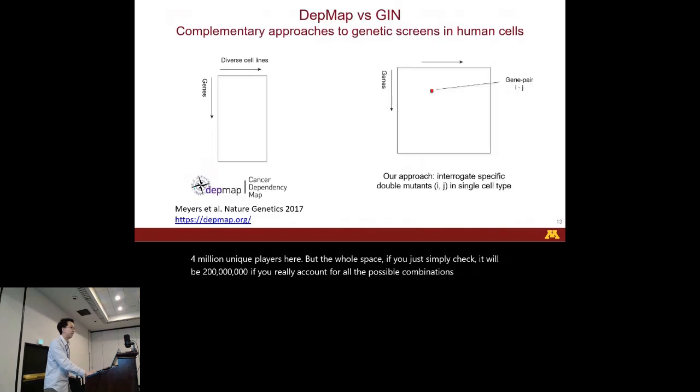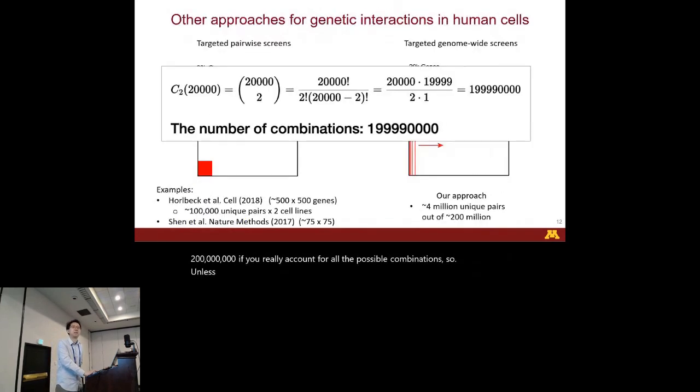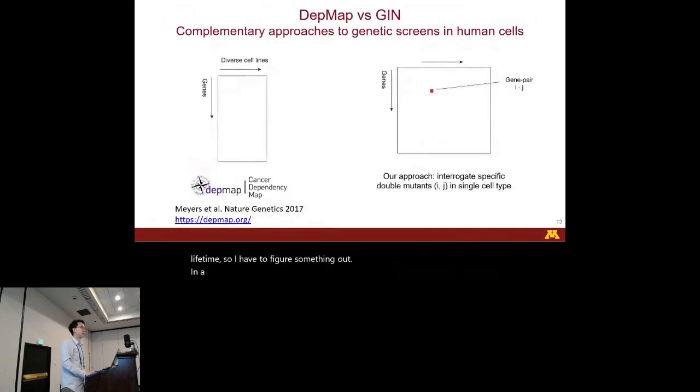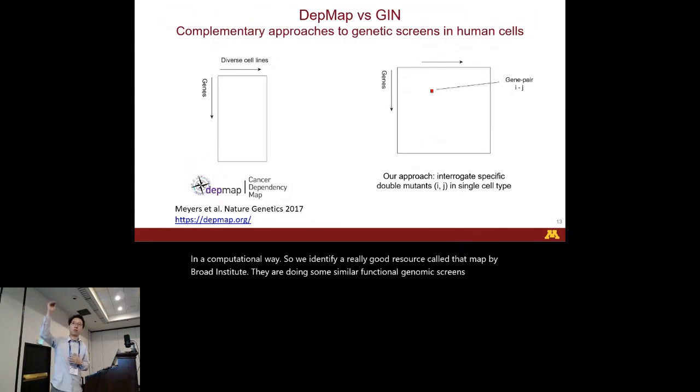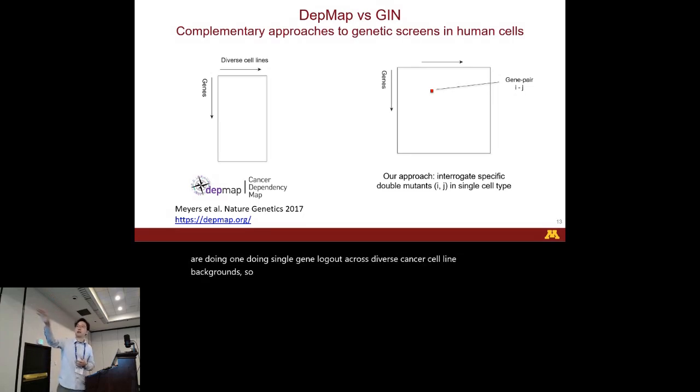So unless there's a breakthrough in biotechnology, I won't see that completed in my lifetime. So I have to figure something out in a computational way. We identified a very good resource called DepMap by the Broad Institute. They are doing similar functional genomic screens, but they are doing single gene knockouts across diverse cancer cell line backgrounds, and what we do is pairwise knockouts. So these two are complementary data sets, and our last paper showed they give complementary signals.